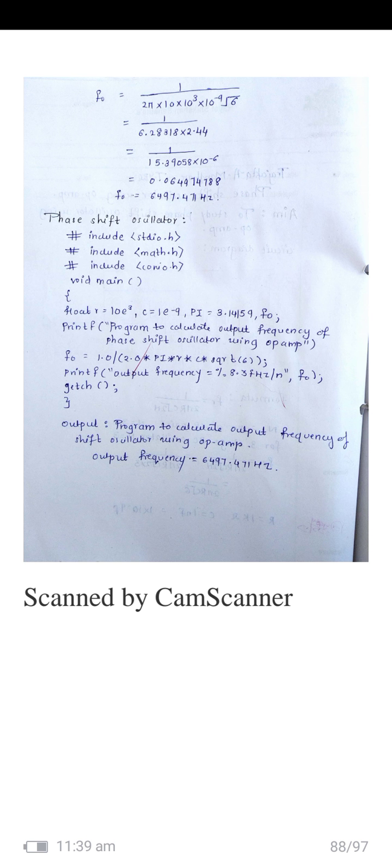Now the output of this program, the program to calculate the output frequency of the phase shift oscillator using the op amp. The output frequency observed here is 6497.471 hertz. This is the formula and the C program for the phase shift oscillator.